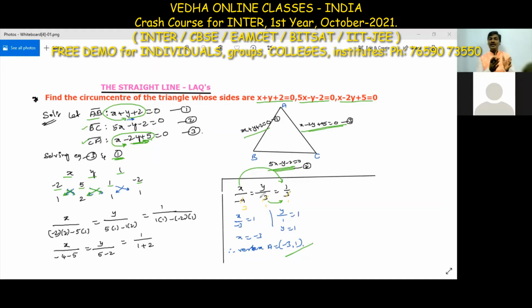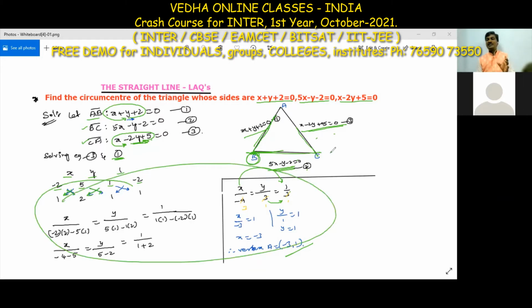Similarly, we find the B point and C point in the same way. The B point is the intersecting point of AB and BC, which means we solve equations 1 and 2 to get B. If you want the C value, we solve BC and CA, which means equations 2 and 3. By solving 2 and 3 with the same method, we get the C point.